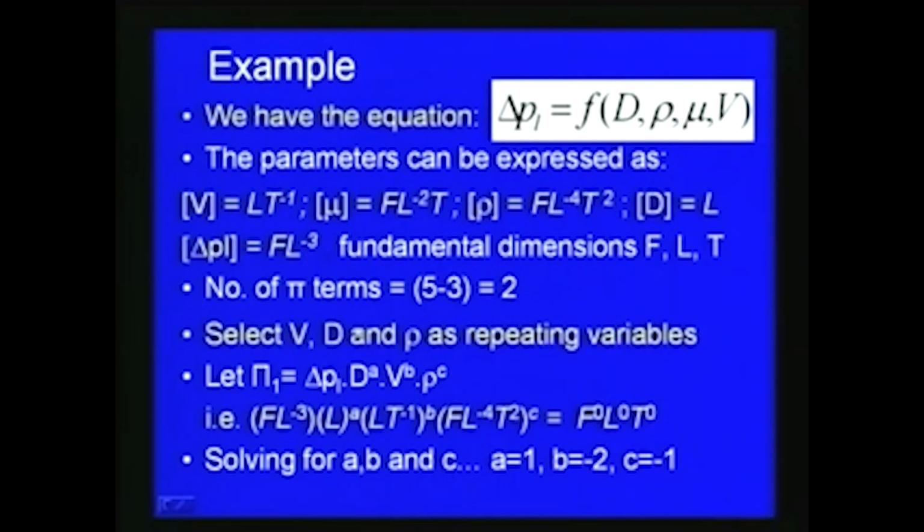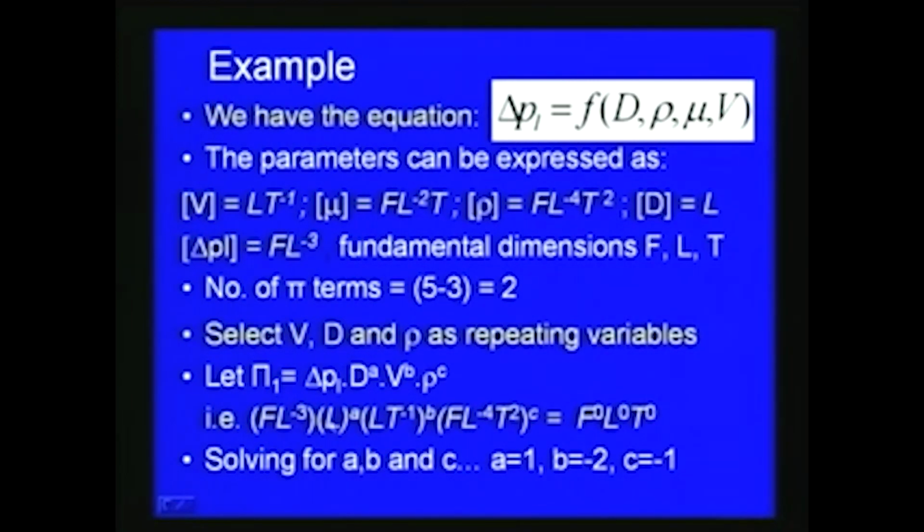So, let us choose V, D and rho as the repeating variables initially for this particular problem. So, we can write that pi 1 is equal to delta P L d to the power A, V to the power B, rho to the power C. If we choose V, D, rho as the repeating variables, A, B, C are constants which we have to find.